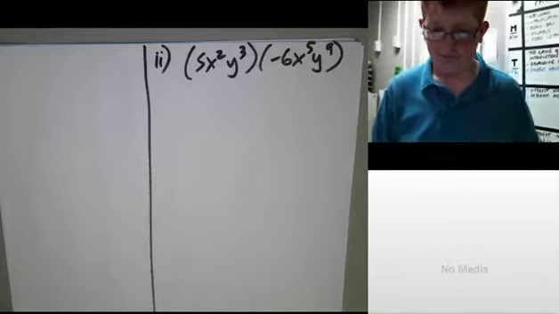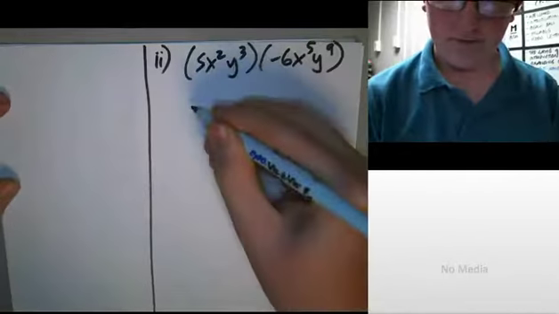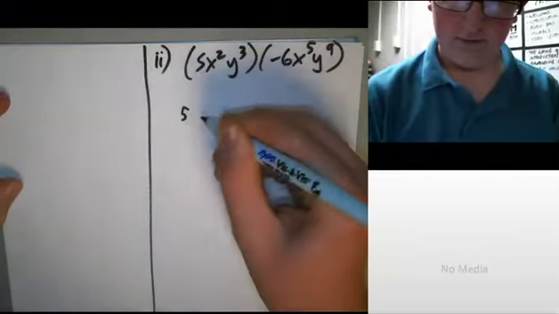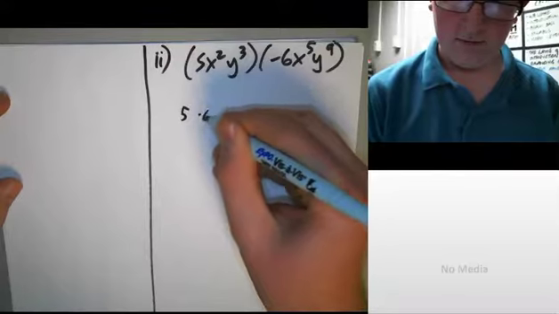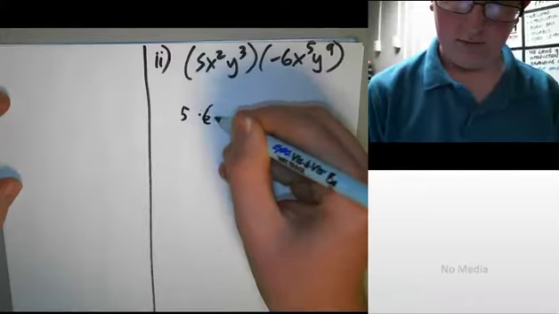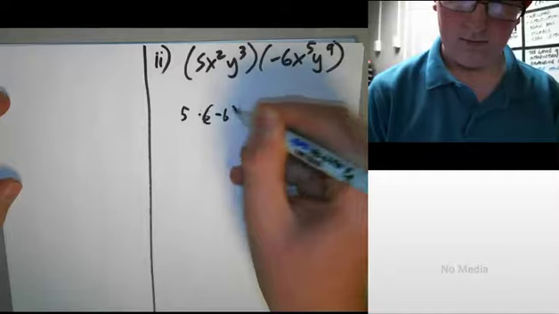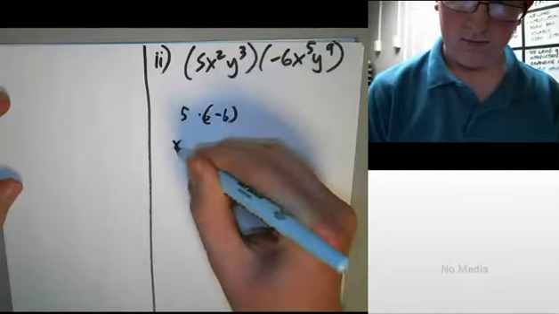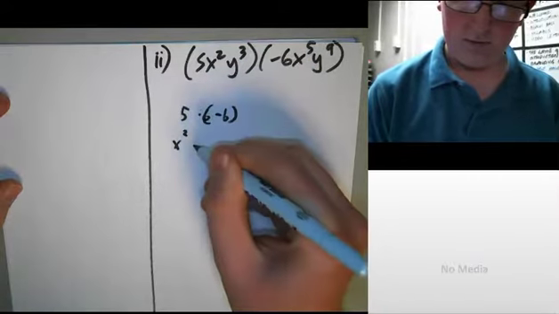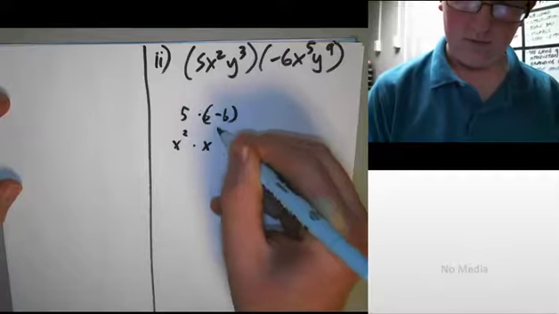So we have 5x squared y cubed. Think about what you're supposed to do with this and see if your idea matches up with what Thane's idea is, and then we can analyze. All right, so what Thane is doing is 5 times negative 6.